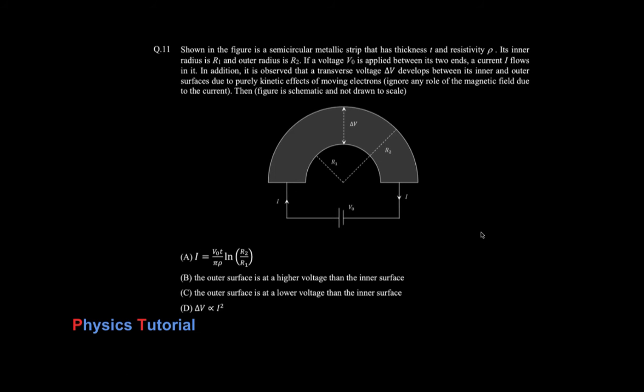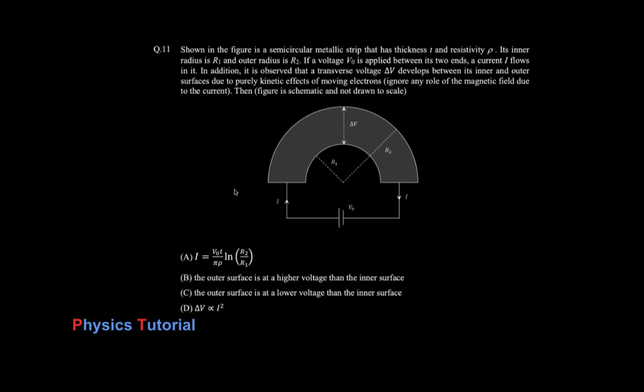Now come to question number 11. As shown in the figure, a semiconductor metallic strip has a thickness T and resistivity rho. Its inner radius is R1 and outer radius is R2. If a voltage V0 is applied between its two ends, a current I flows in it. In the radiation, it is observed that a transverse voltage delta V develops between its inner and outer surfaces due to purely kinetic effects of the moving electrons. Ignore the role of the magnetic field due to the current. The figure is schematic and not drawn to scale.